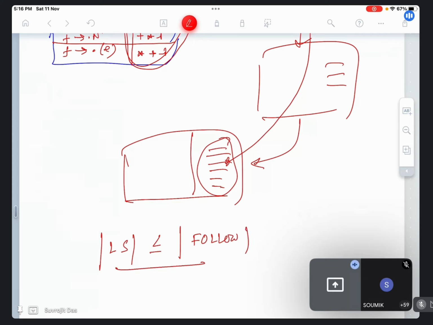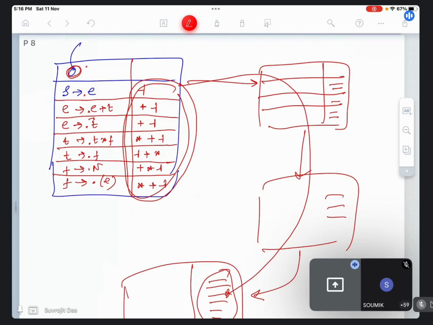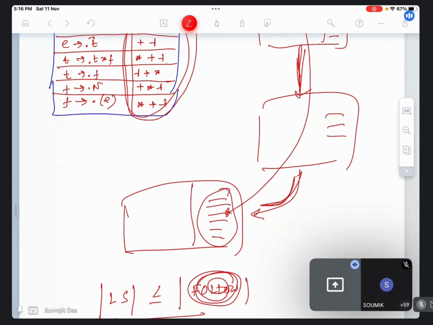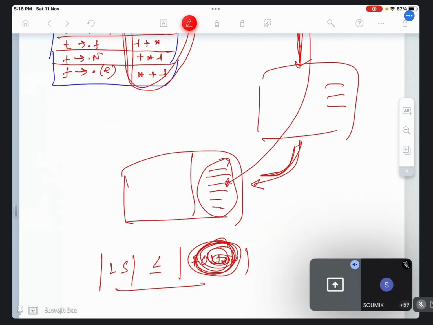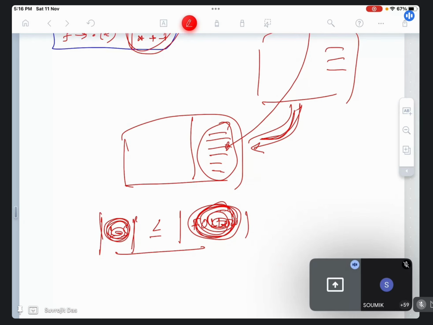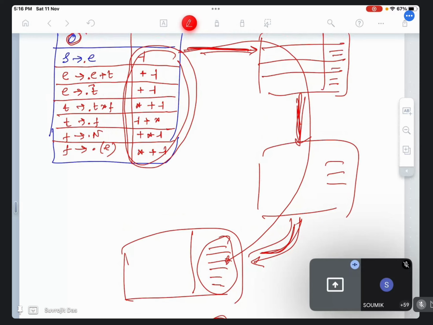Now, what is the moral behind the story? The moral is that follow sets contain all symbols that can follow. But we need only those symbols that are creating a problem in these transitions. We do not need all the symbols that can generally follow. I am talking only about those symbols that may be creating a problem in these paths. So that size may be reduced, and in reducing it, I may be eliminating certain symbols that were creating a problem, such that I can take a decision for a shift or a reduce in a smarter way.